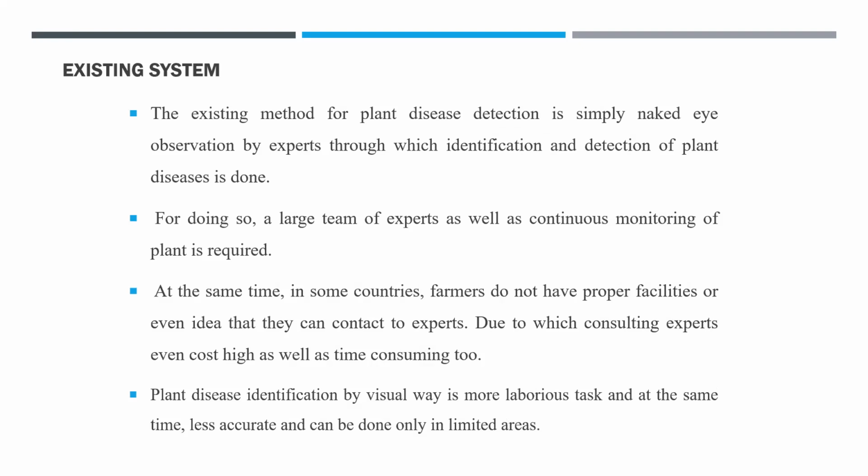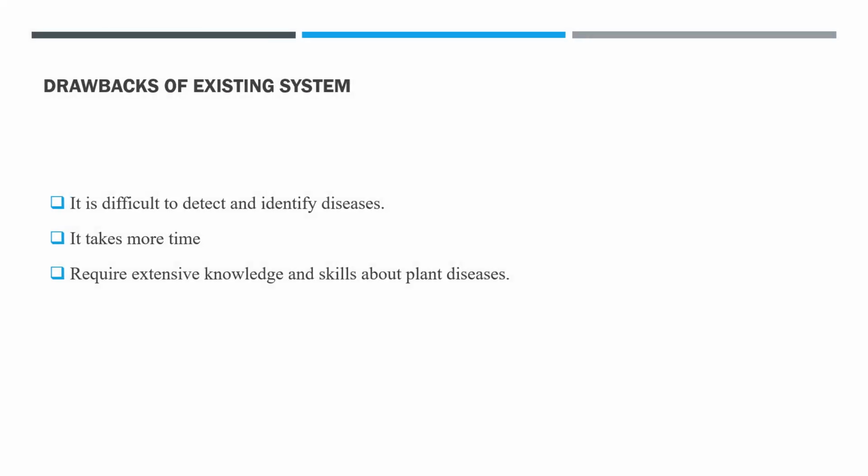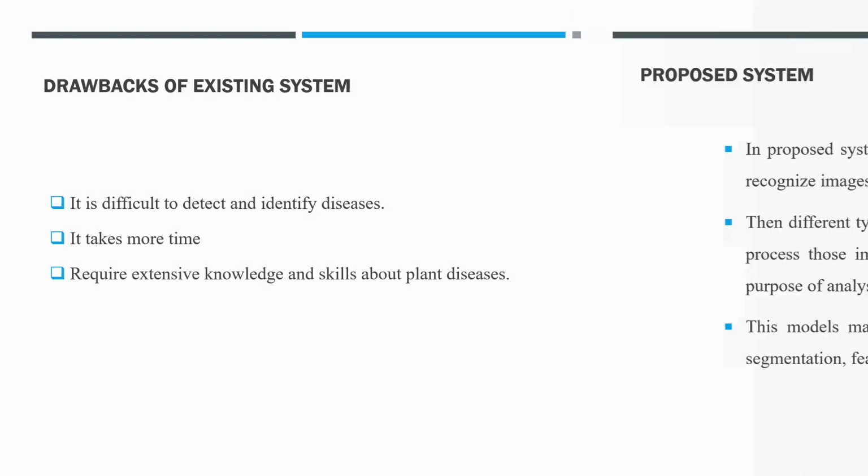Plant disease detection by visual way is a more laborious task, at the same time less accurate, and can be done only in limited areas. These are the drawbacks of the existing system. It is difficult to detect and identify diseases. It takes more time and requires extensive knowledge and skills about plant diseases.